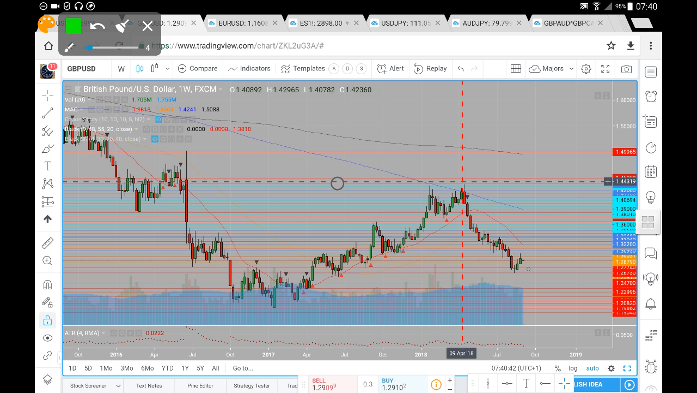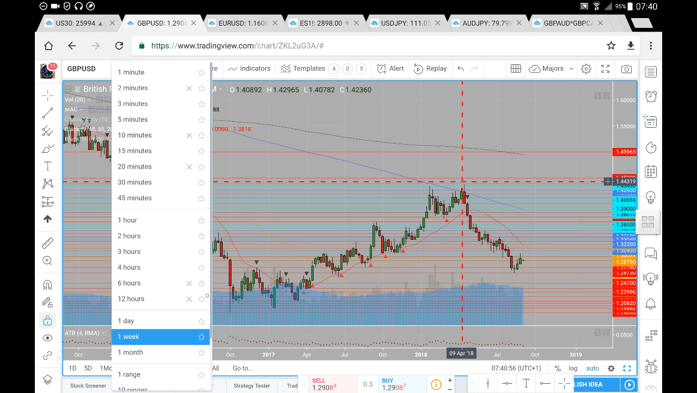So there remains a degree of caution, especially after seeing that rejection of that 130.37. So we'll see if we can post a possibly higher low and see continuation to the upside, but the overall trend since 2018 has been to the downside here on the pound against the dollar.